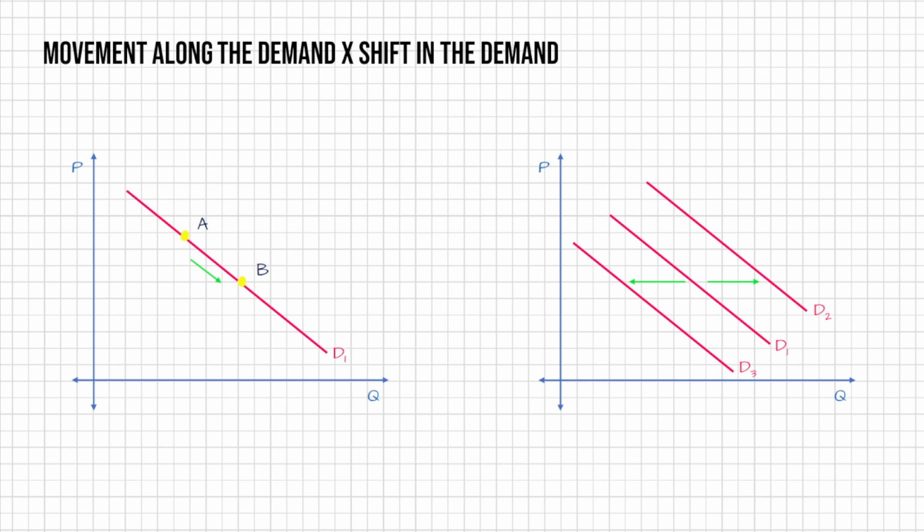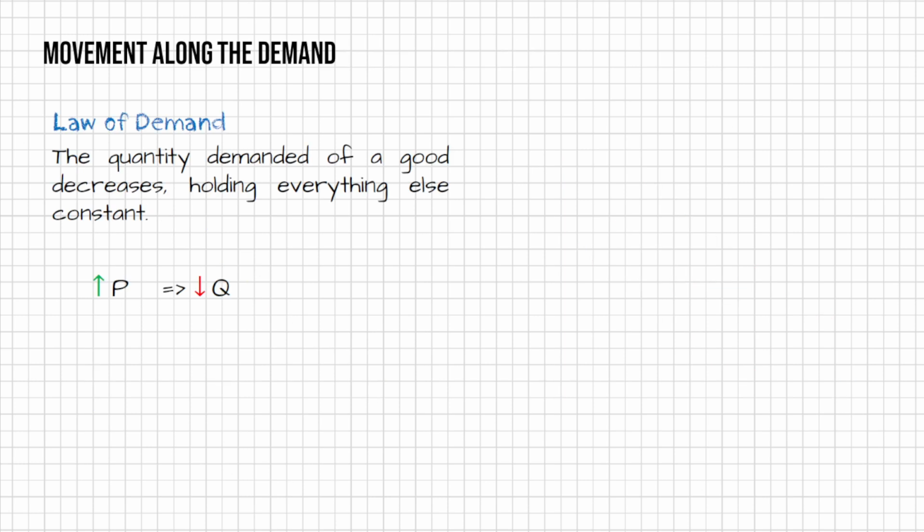What does the law of demand say? When the price increases, the quantity demanded of a good decreases, holding everything else constant. Or inversely, when the price decreases, the quantity demanded of a good increases, holding everything else constant.